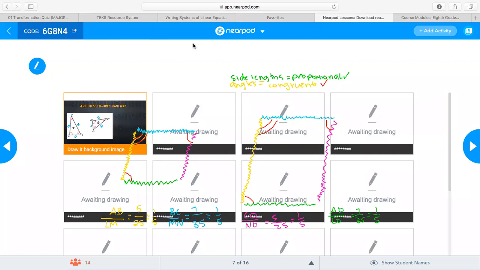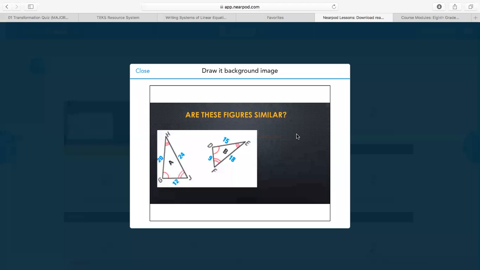Okay. So on your screen now, you have a draw it. We want to figure out if these are similar. I'm already going to say the angles are congruent. It shows you that angle G and angle D are equal, angle H and angle E are equal, and angle J and angle F are equal. What I want you to do is prove to me that the side lengths are proportional. So you're going to need to set up 3 different proportions. I'll start you off in case you're confused.